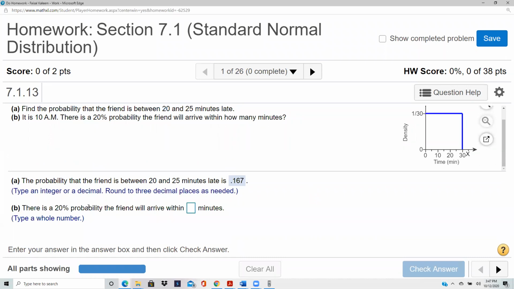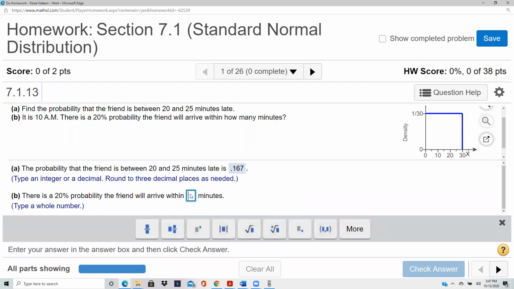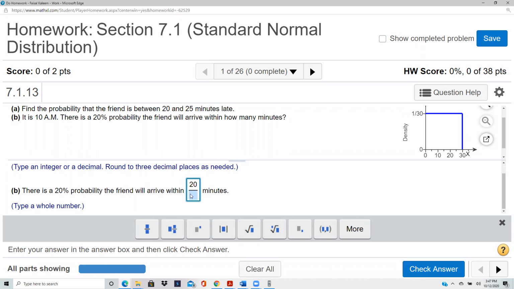There's a 20% probability the friend will arrive within how many minutes? So the total interval is 30 minutes and you just take 20% of 30. So 20% of 30. And that would give you 6 minutes.